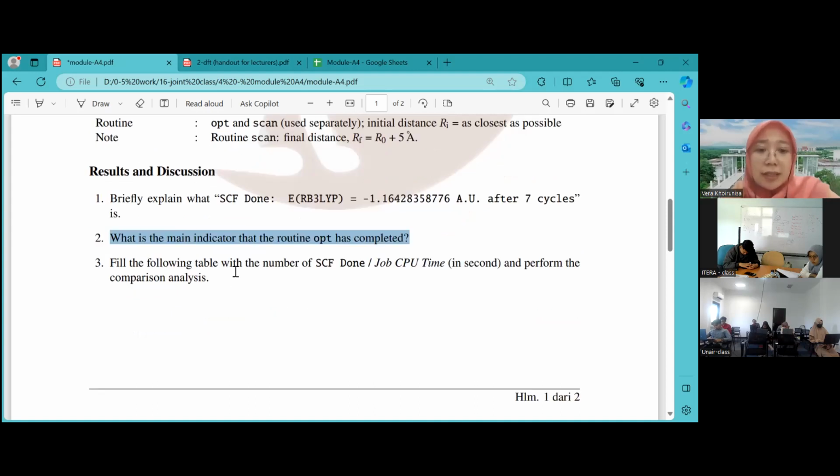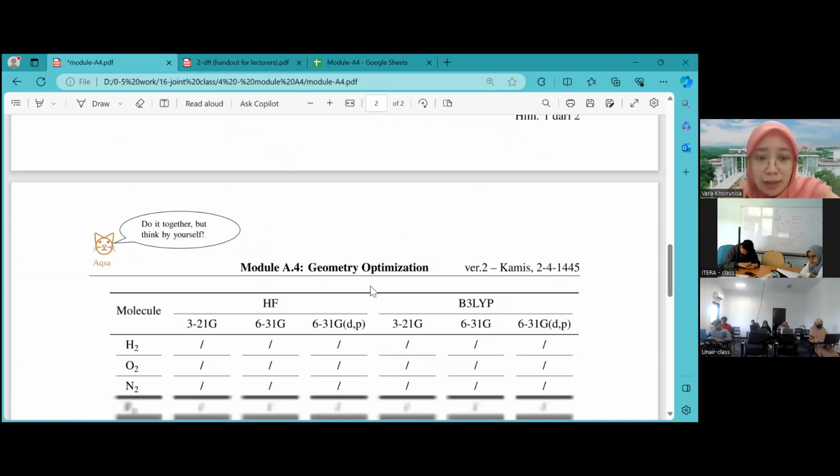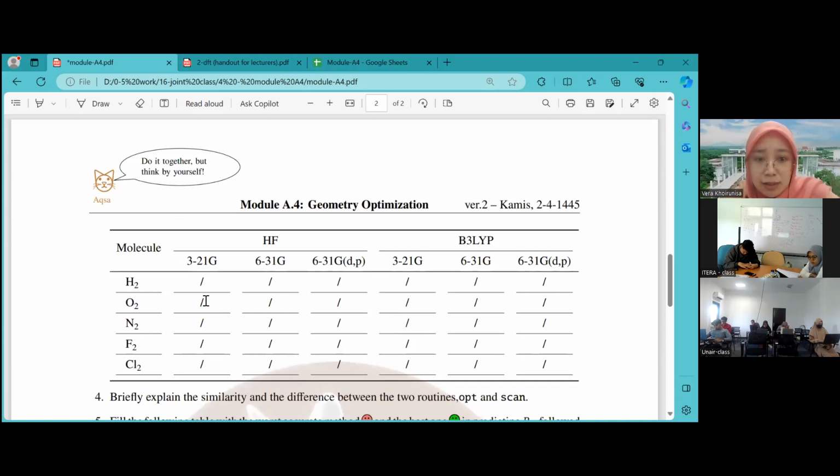And then the third one, you will tabulate the number of SCF done and job CPU time. So you will count how many SCF done and then the job CPU time. Okay, so just fill the table. So this one will be the number of SCF done, and this one will be the job CPU time.